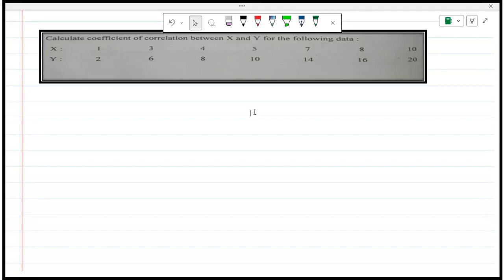So are you guys doing it? Should I give you a hint also? If you are doing the first method, you need to first write x, y.